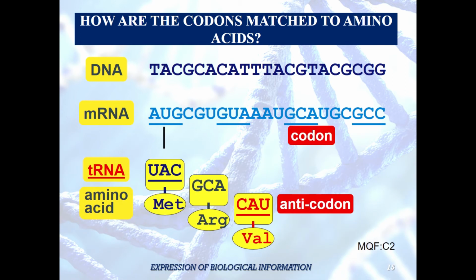This is how the codons match to the amino acids. For this example, AUG in the mRNA is the codon. It will pair up with UAC, which is the anticodon carried on tRNA that is linked to the amino acid MET. However, this codon and amino acid matching will be provided in the genetic code table. So, don't bother to memorize them.